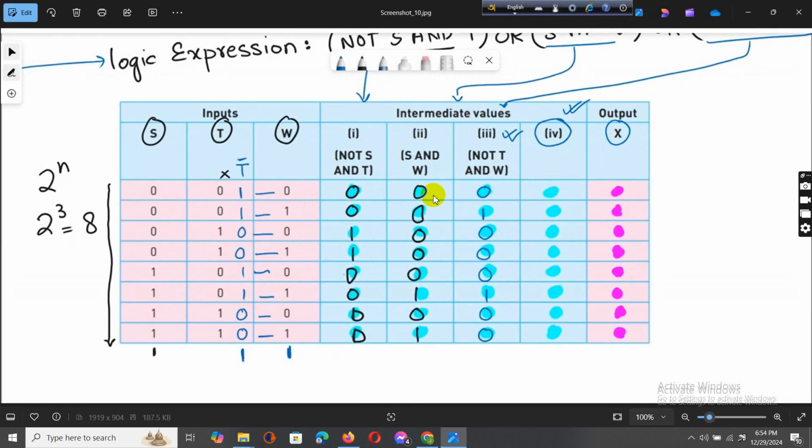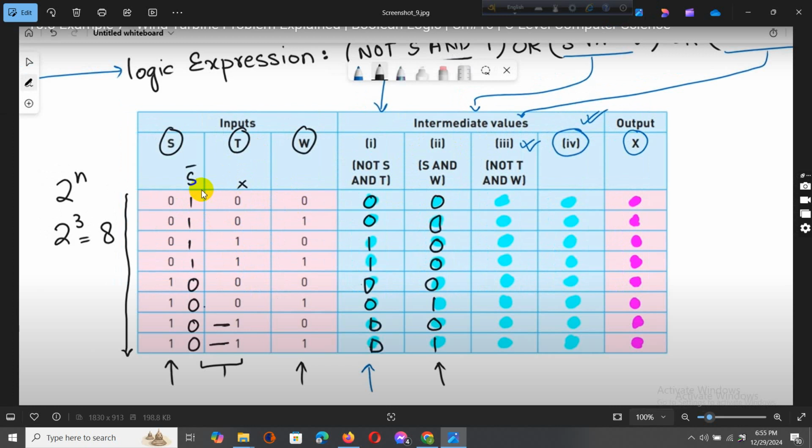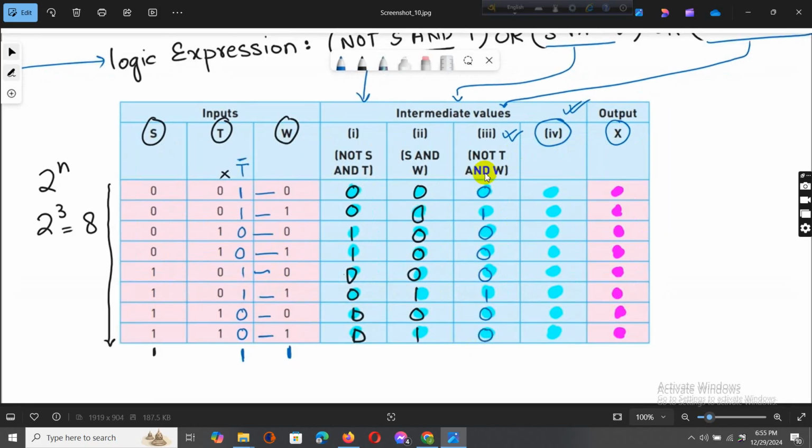Our next expression is S and W. So we have to do multiplication between S and W. So 0 into 0 becomes 0, 0 into 1 becomes 0, 0 into 0 becomes 0, 0 into 1 becomes 0, 1 into 0 becomes 0, 1 into 1 becomes 1, 1 into 0 becomes 0, 1 into 1 becomes 1.